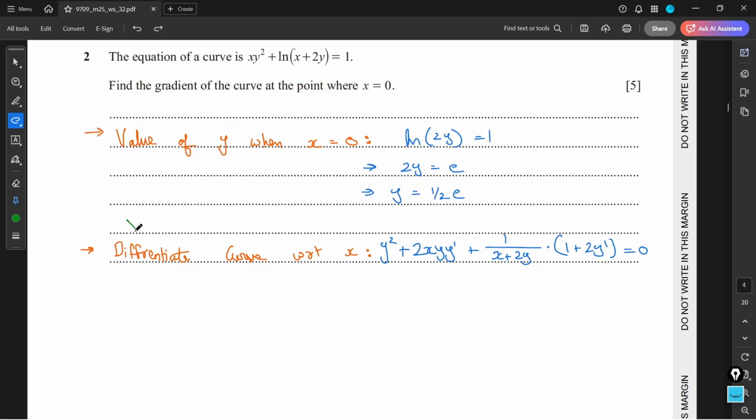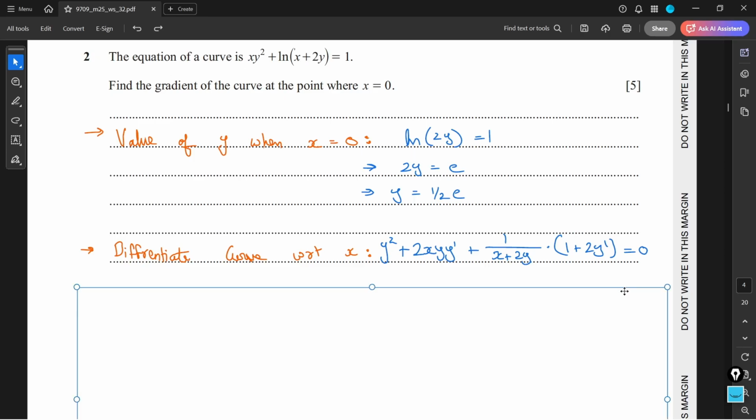Now that I have the equation of the gradient and also the point at which I have to find the gradient, the next step is just to substitute the values of x and y in this equation and then figure out what my y dash is. A lot of students might say let's make y dash the subject of the formula. But in my case, I'm just going to substitute y and x directly without making y dash the subject. It is time saving and we can get to the answer much more quickly.